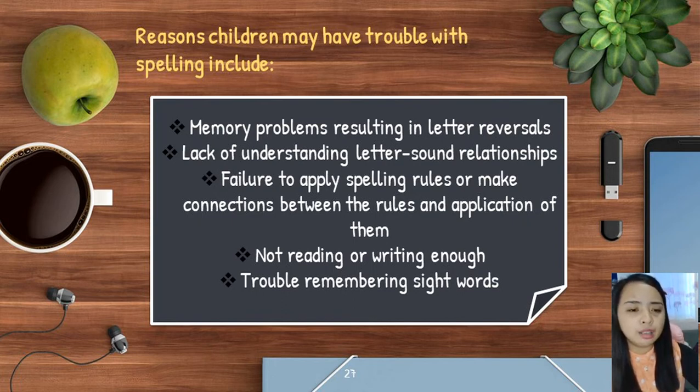The next one is failure to apply spelling rules or make connections between the rules and the application of them. Spelling rules can help us to spell accurately by giving guidelines on how to make plurals, or how to add suffixes such as -ly and -ment at the end of the word, and how to change the form of verbs, for example by adding -ing at the end of the word. Words that have come into English from other languages often keep that language's spelling rules and letter combinations.